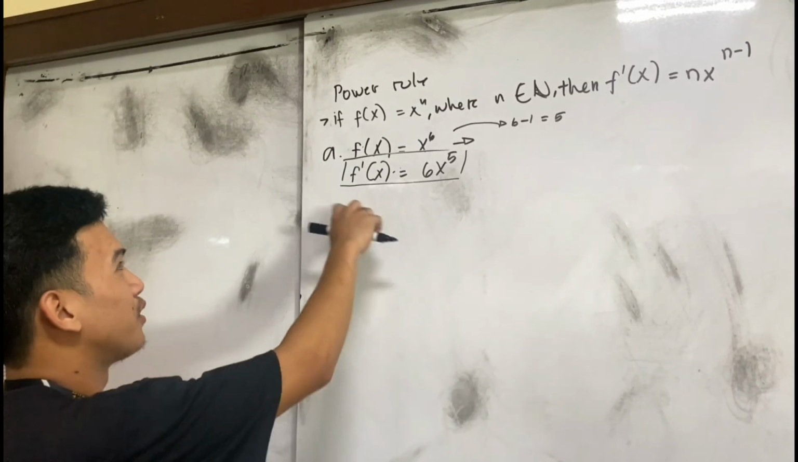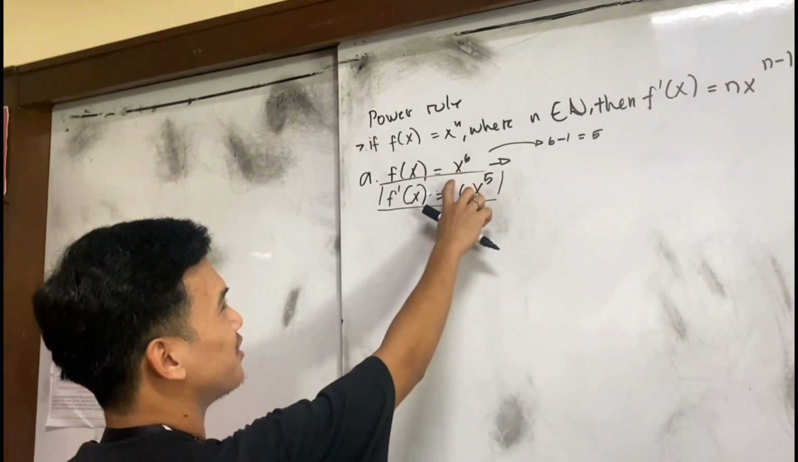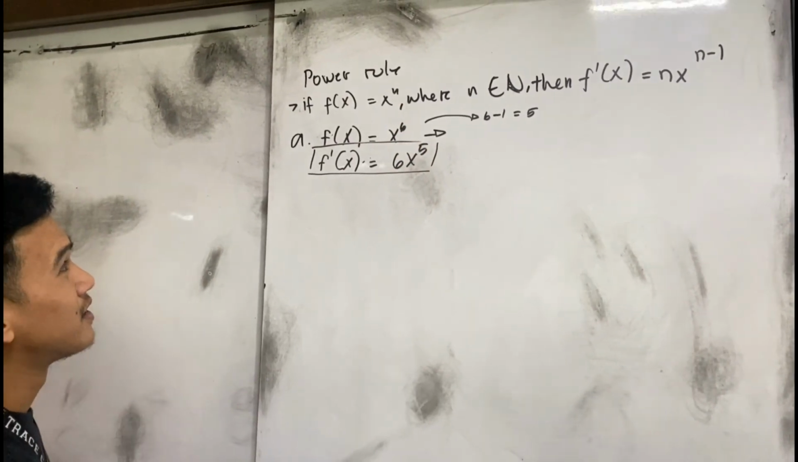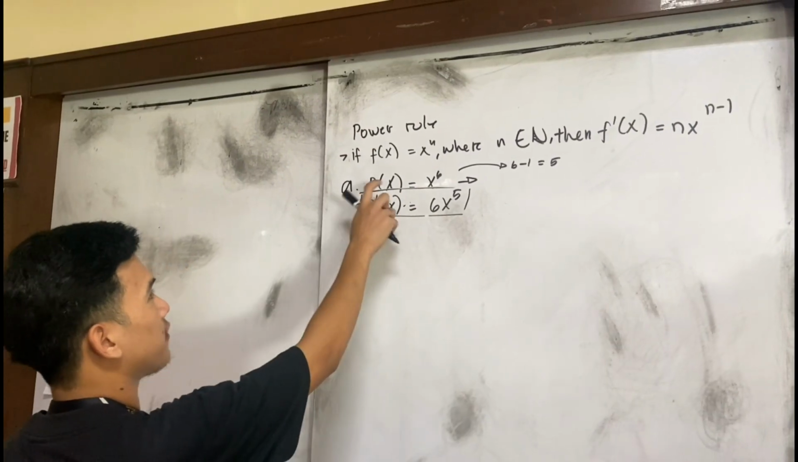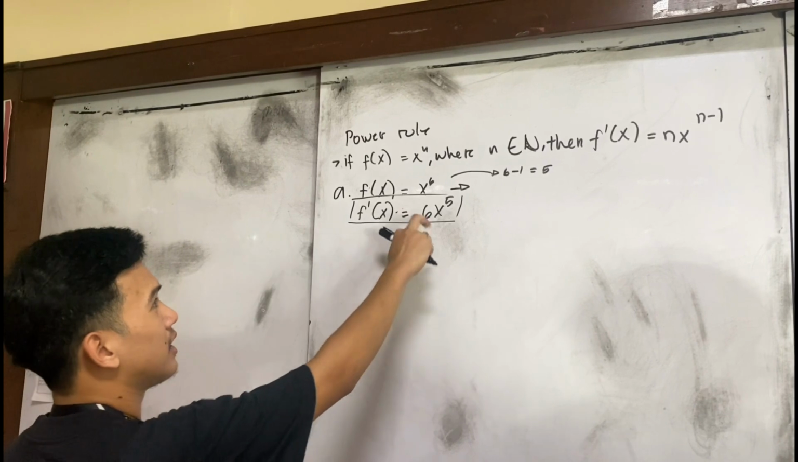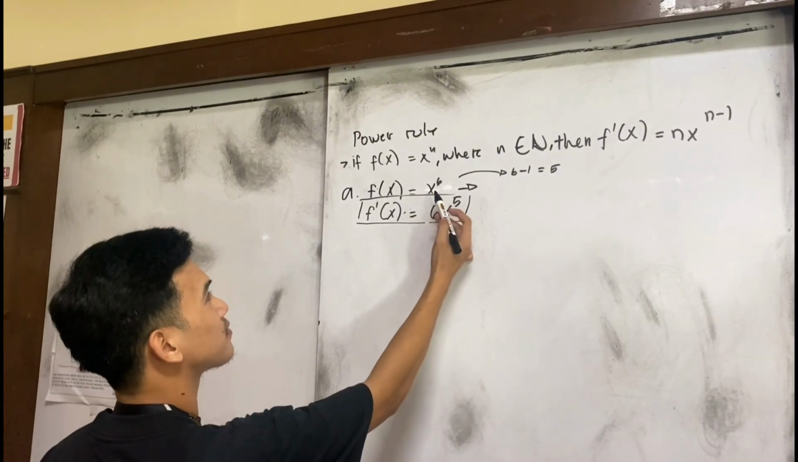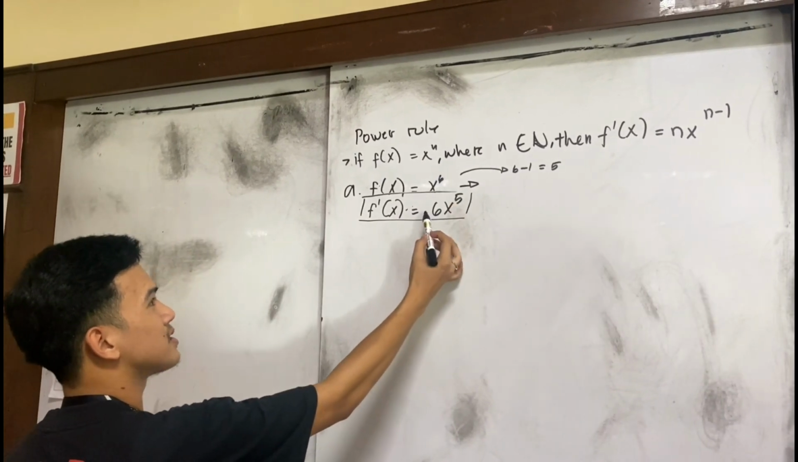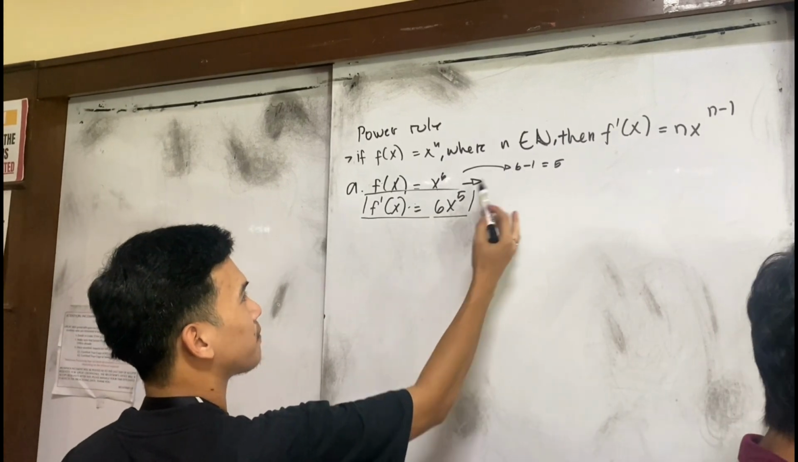As you can see, the given here is f of x is equal to x to the 6th power. First thing to do is to determine the exponent, which is 6. Then you will use it as a constant number, and the exponent 6 in the original given will be subtracted by 1, and that will be your new exponent. And the final answer is f prime of x is 6x to the 5th power.